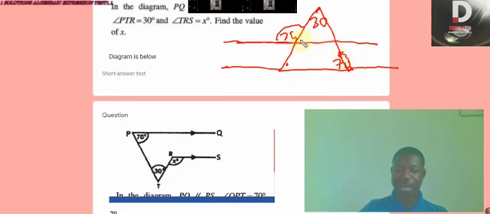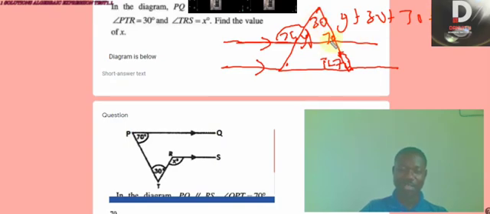Since we are using the parallel line principle, watch here. This is top left. This is also top left. Therefore, here might also be 70. Do you agree? If this is 70, 70 plus 70 plus here, so you can choose to represent it by y. So I can say y plus 30 plus 70 must give me 180.